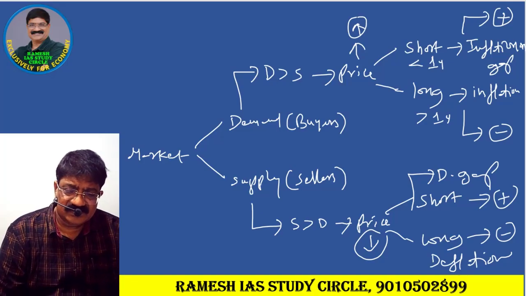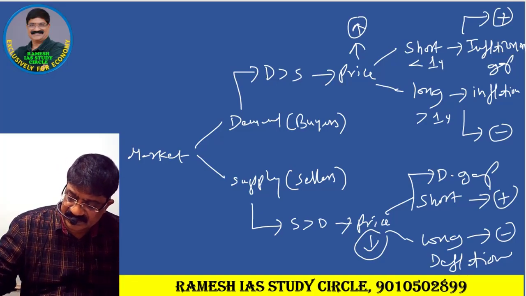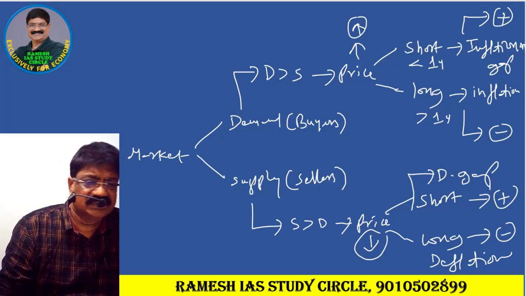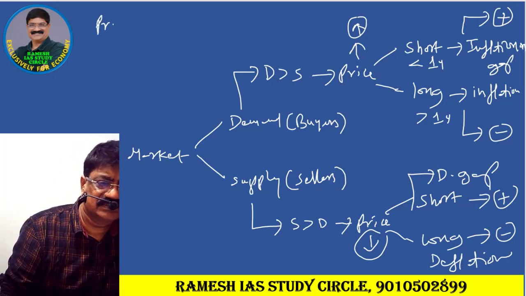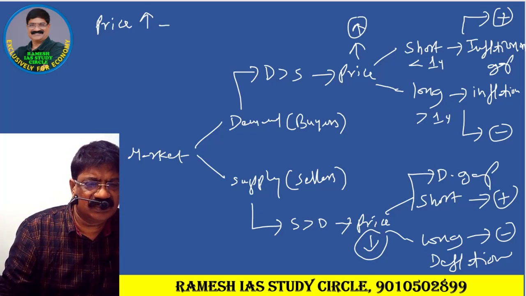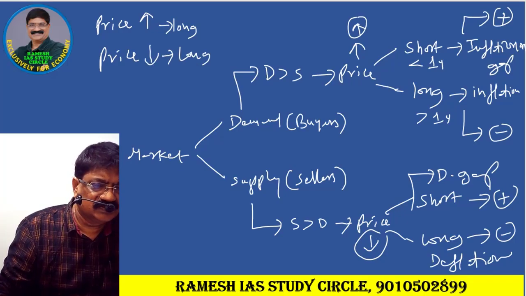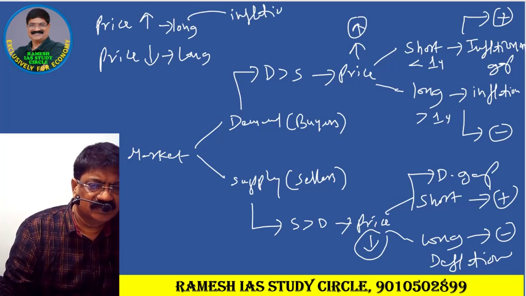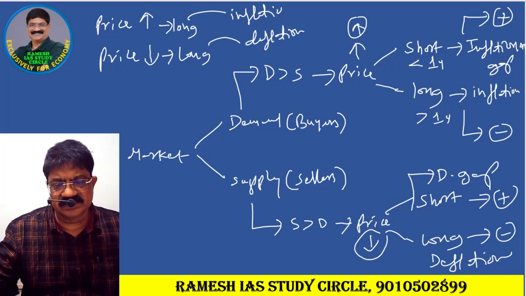That's why here we got one more word. So it is understood that price rise, short period okay, but long period not okay. Price down, short period okay, but long period not okay. So long period inflation, short period deflation. I think it's clear.